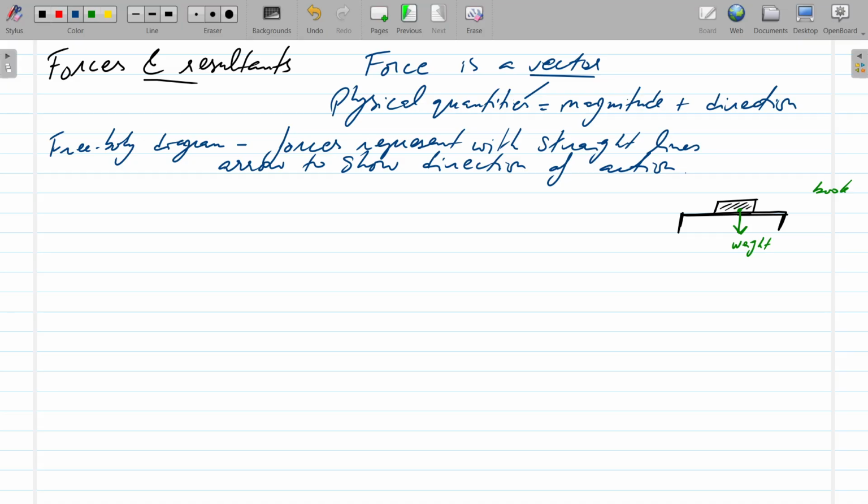Now, again, usually there's more than one force acting on an object.